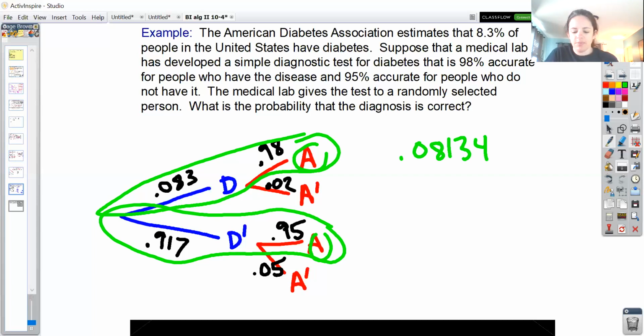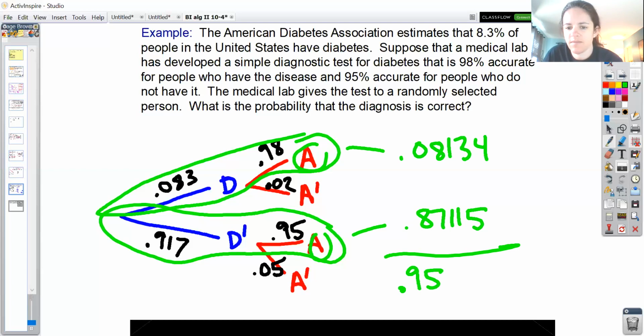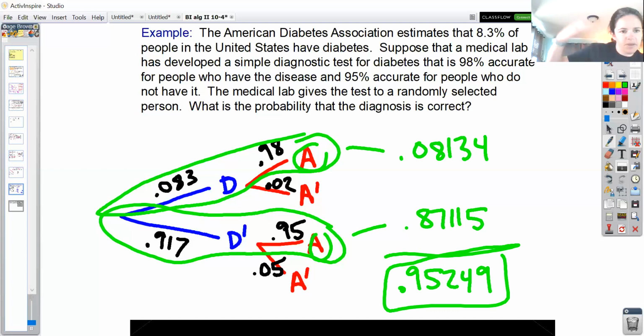And then if we multiply 0.917 by 0.95, we get 0.87115. And so that would be this one, which would be not having diabetes and correctly diagnosing that as well. And so the diagnosis being correct could be either one of those things, right? And so I'm just going to add those up to see what my end result is. And I get 0.95249. So the probability that it's correct, which would be either one of those cases, would be 0.95249.